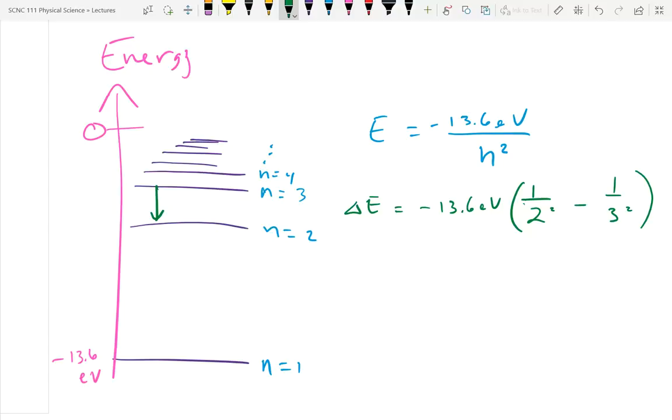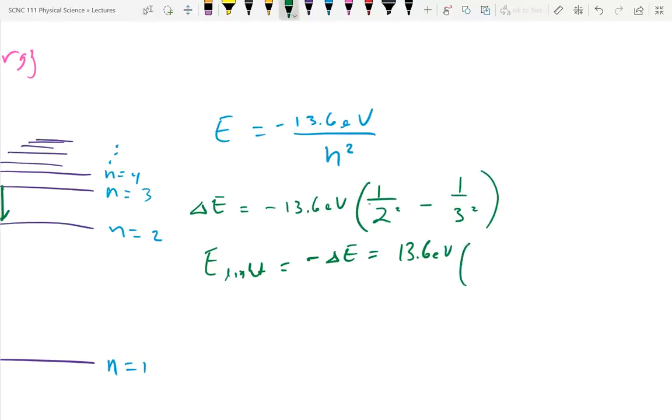The energy is going to a lower value. That's the energy of the electron going down. That change in energy has to go off in the light. And so the light that comes off is equal to minus that delta E. So that's going to be 13.6 electron volts times 1 over 2 squared minus 1 over 3 squared.